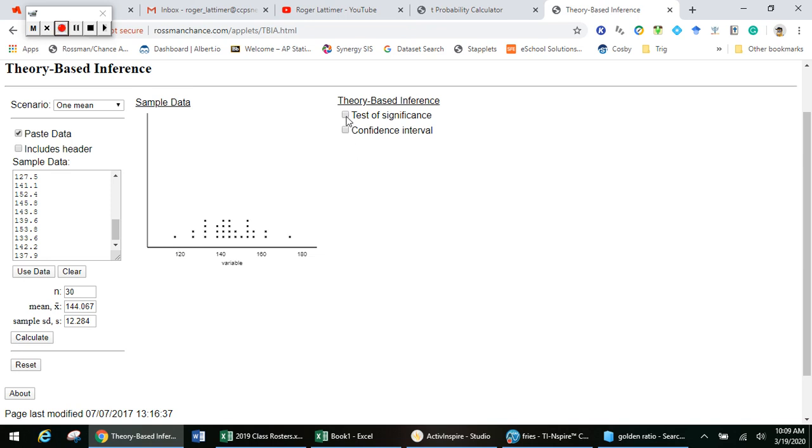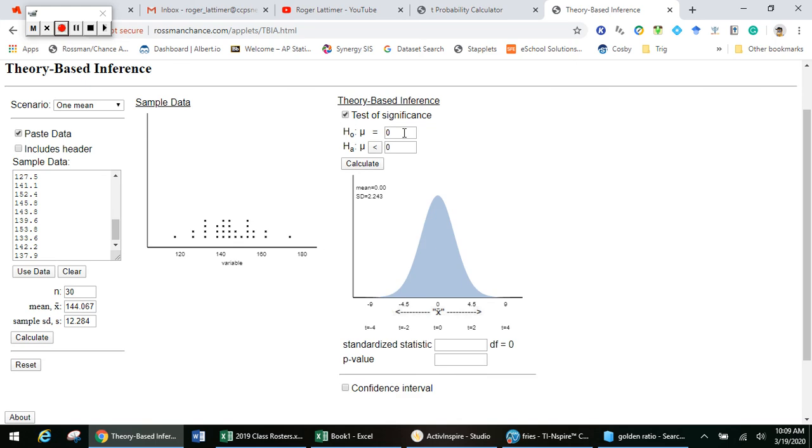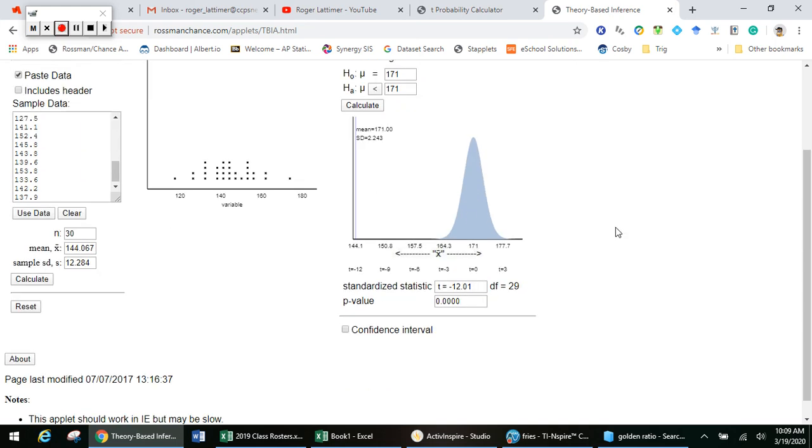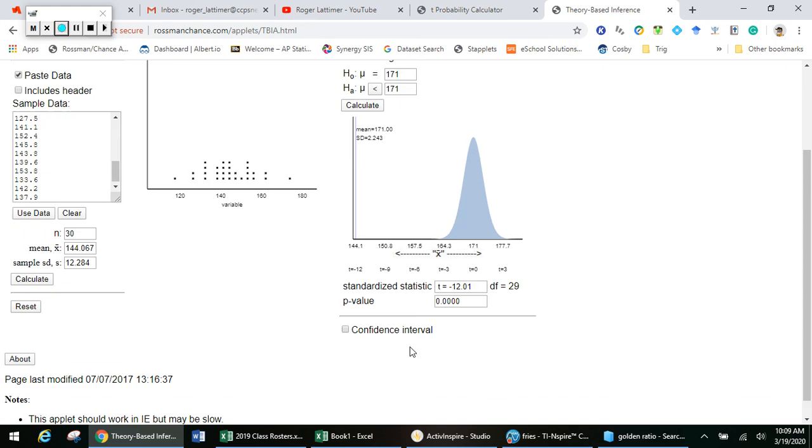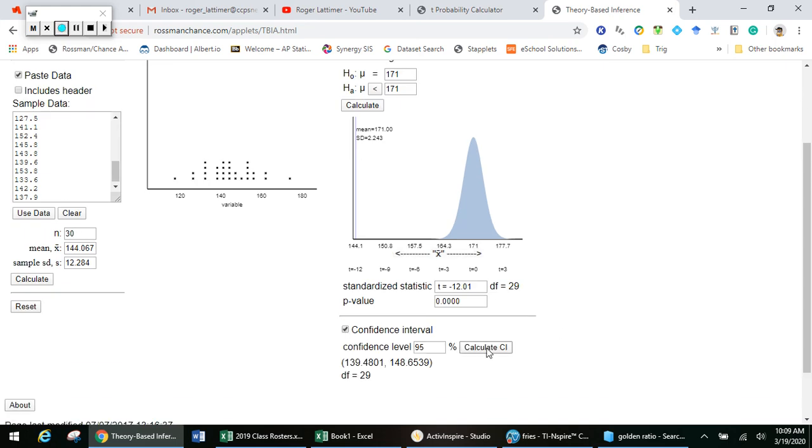So if I come over here now and click test of significance, and I put in my mu, so 171 was our H0, and we want to prove that it was less than 171, and if you click calculate, it does everything for you. Here's my test statistic, and here's my p-value. And the great thing at the end is you can even run a confidence interval and say, hey, look, we actually believe it's somewhere between 139 and 148, which is very strong evidence against 171.